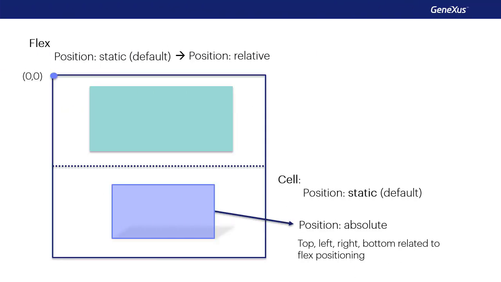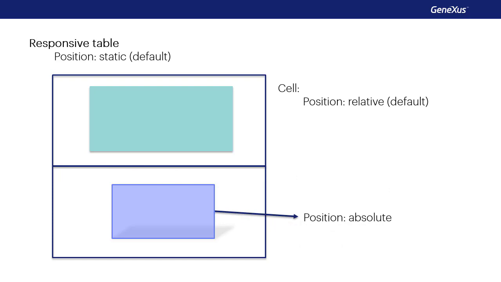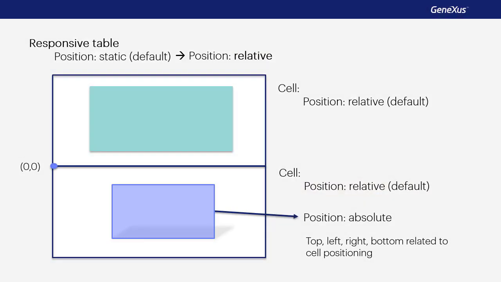If, instead of using a flex control, we had used a responsive table, in addition to modifying the position property of the table, we would have needed to modify that for the cell, because otherwise, the absolute positioning of our control would be in relation to the cell and not in relation to the parent.